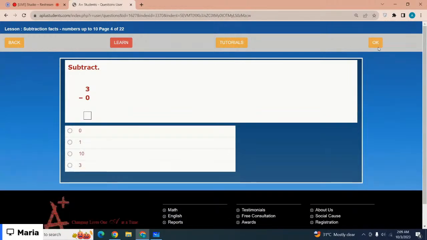Very good. The next one is 3 take away zero. 3 take away zero equals, subtracting zero from any number results in the same number, right? You can note down this very important line: subtracting zero from any number changes nothing with the number, right? So 3 take away 0 is 3. The number is exactly the same. So 3 take away 0 is 3, right?